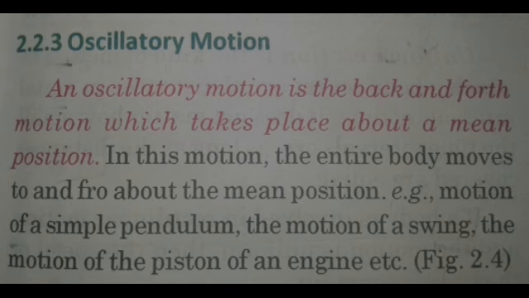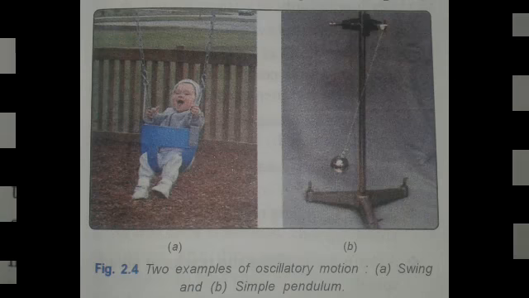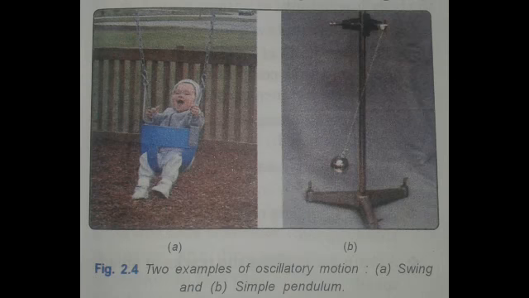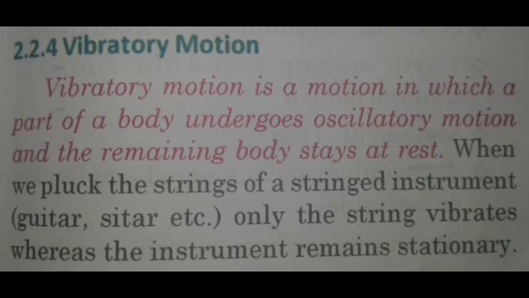Oscillatory motion. An oscillatory motion is the back and forth motion which takes place about a mean position. Oscillatory motion क्या होता है? इसमें जब एक ऑब्जेक्ट आगे और पीछे की तरफ जाता हुआ हमें दिखता है तो ऐसे मोशन को हम ऑसिलेटरी मोशन की कैटेगरी में रखते हैं। Example, motion of a simple pendulum, the motion of a swing. Vibratory motion.